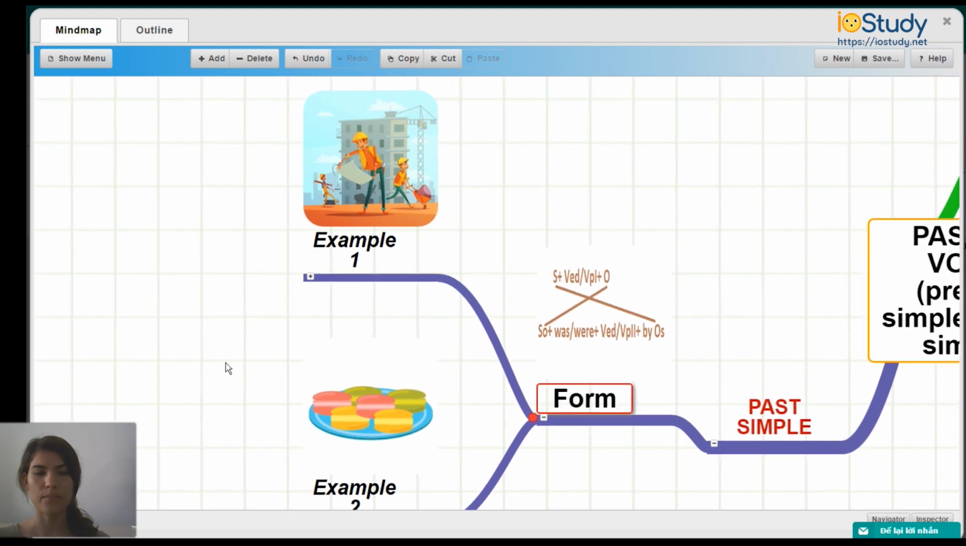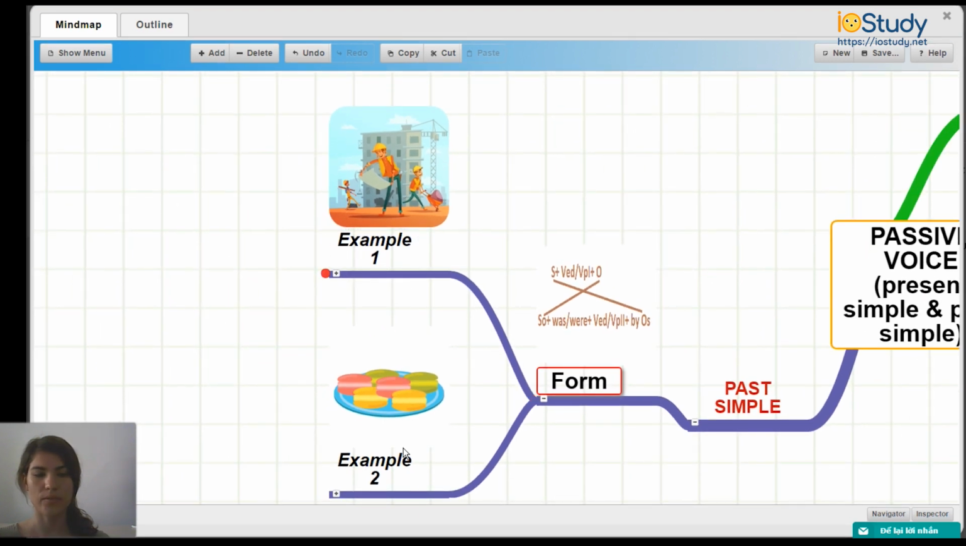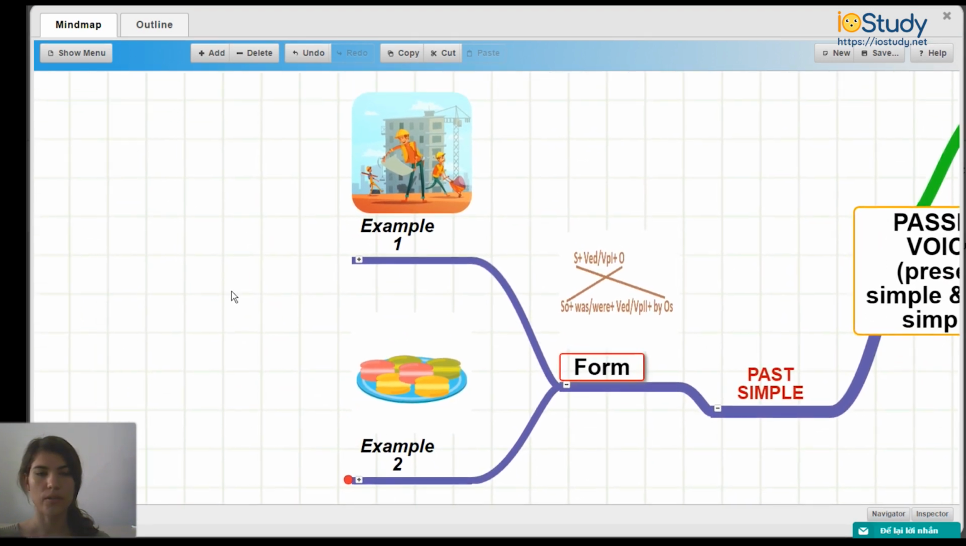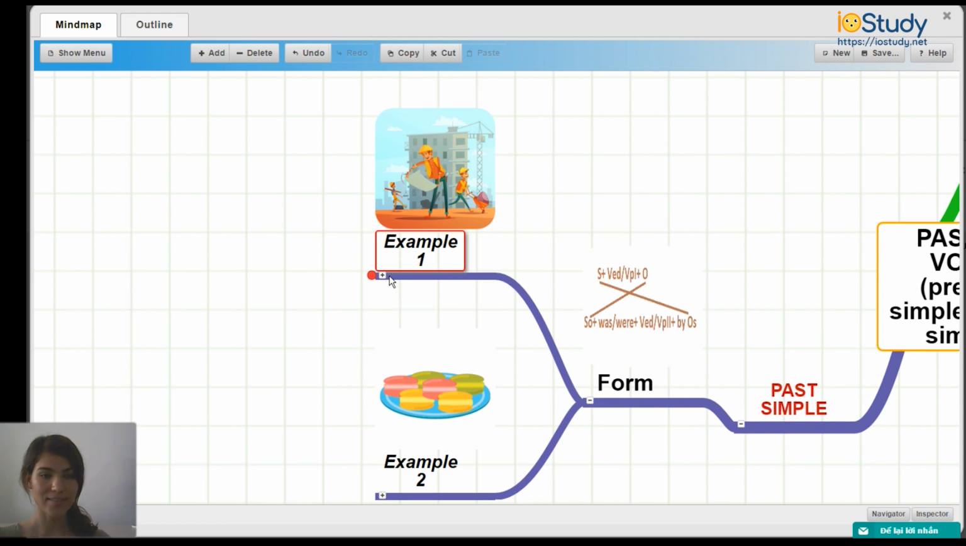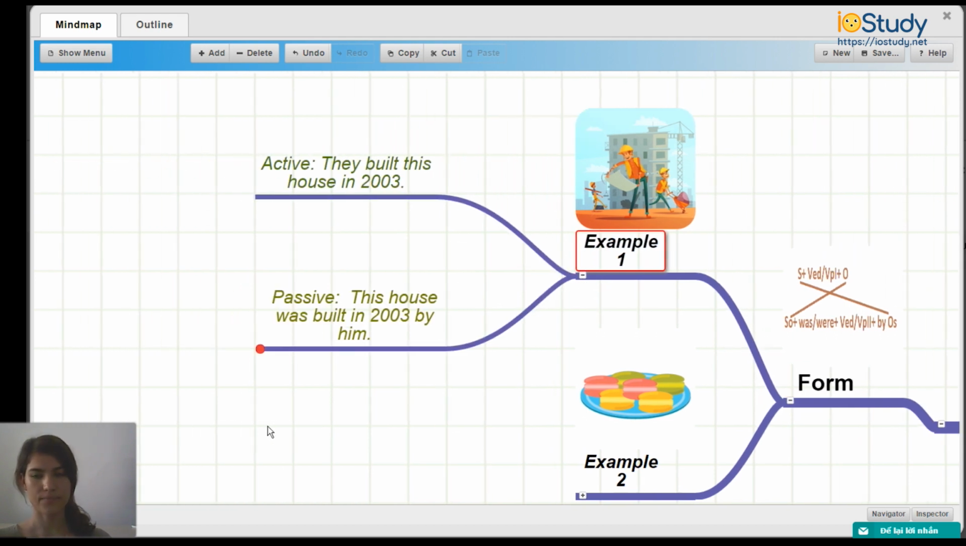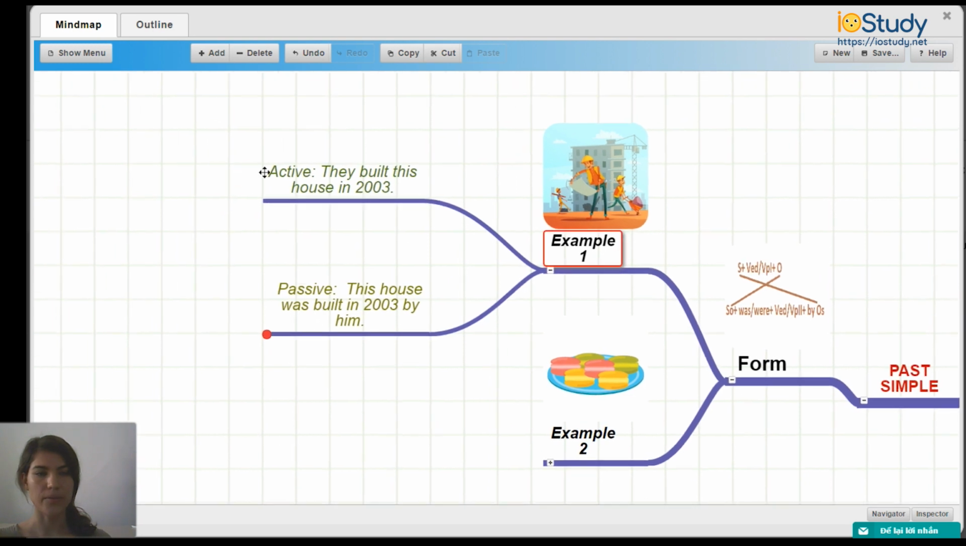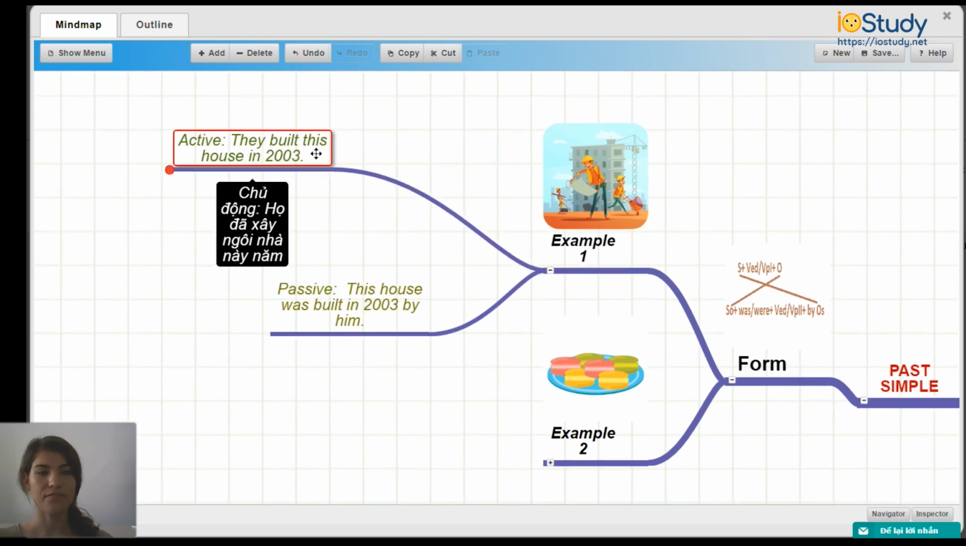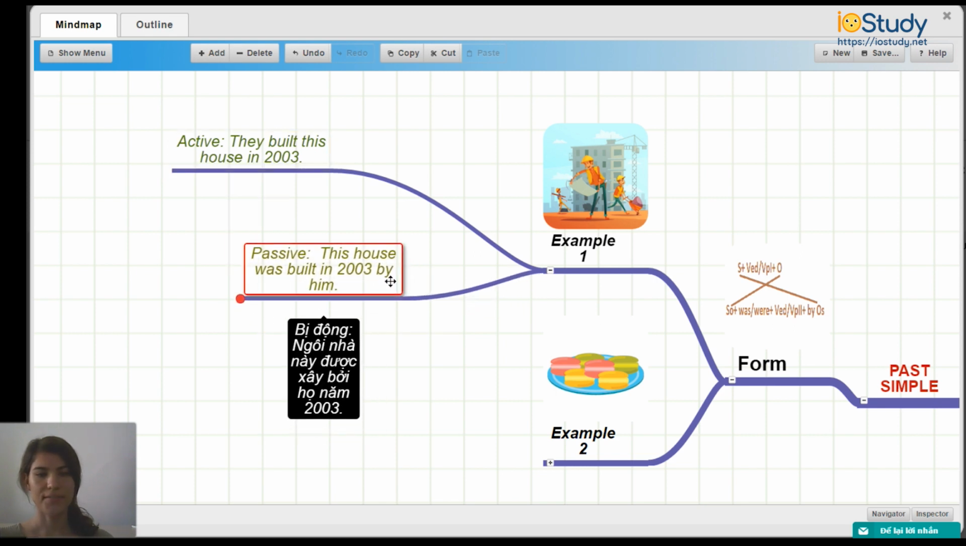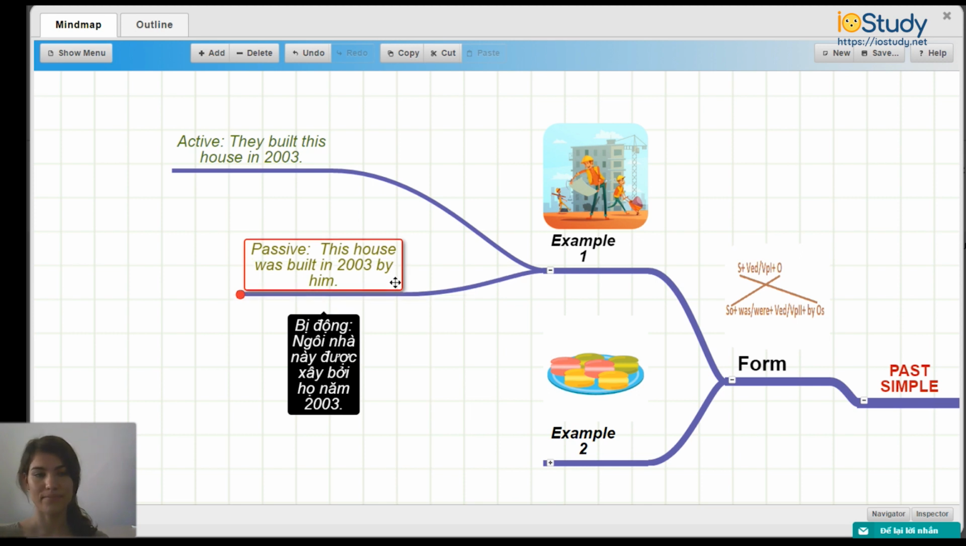So let's see some examples. Example 1 and example 2. So example 1, for the past simple. In the active voice, they built this house in 2003. Passive. This house was built in 2003 by him.